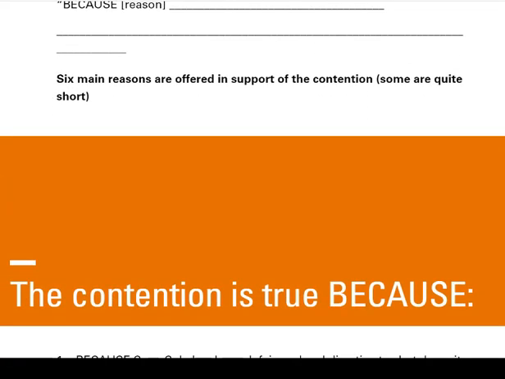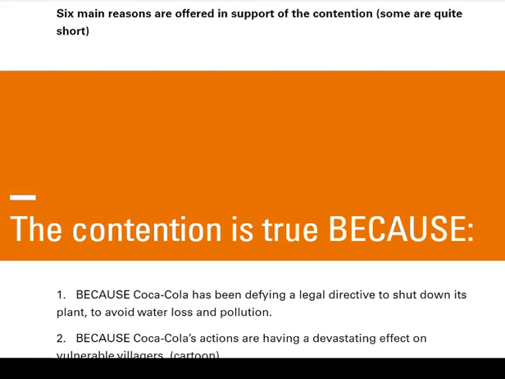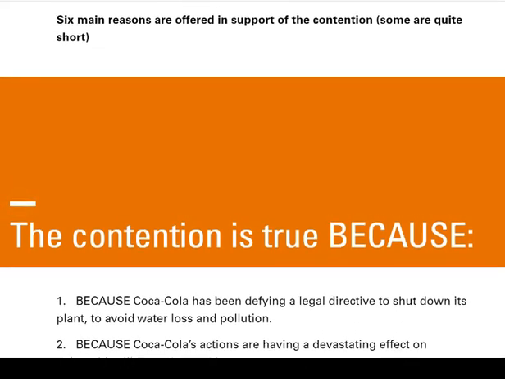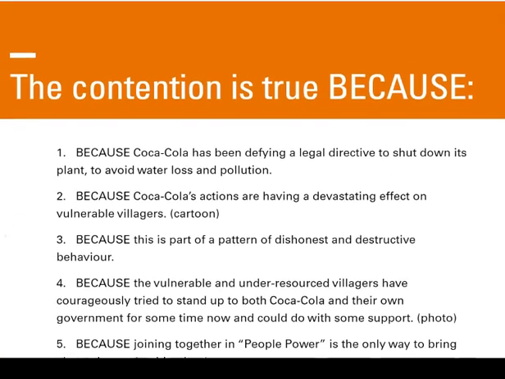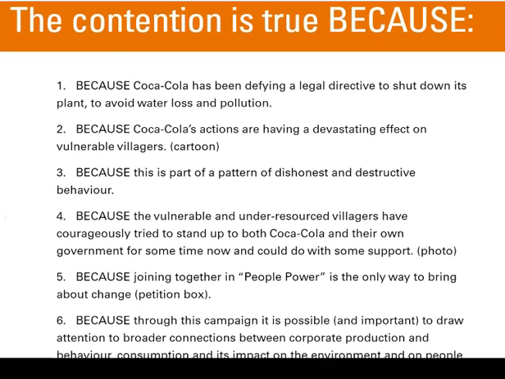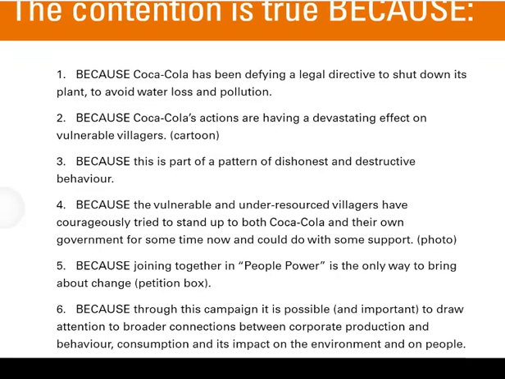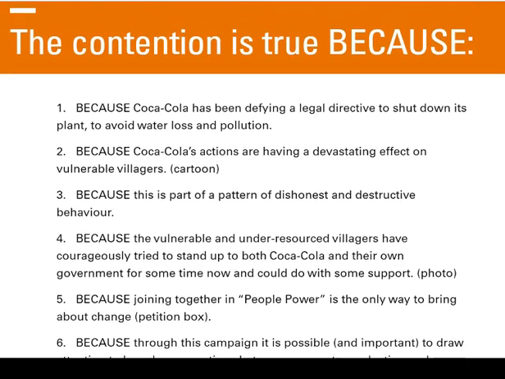So there are actually 6 main reasons in the text, and some of them are quite short. And let's have a look at the 6 main reasons here. I'll get them all onto the screen. Okay, they don't quite all fit on there, but I'll move it down. First one is the one I just mentioned, because Coca Cola has been defying a legal directive to shut down its plant to avoid water loss and pollution. So it's breaking the law.